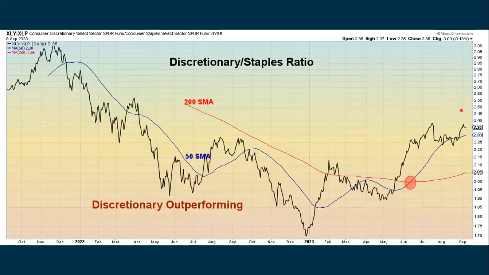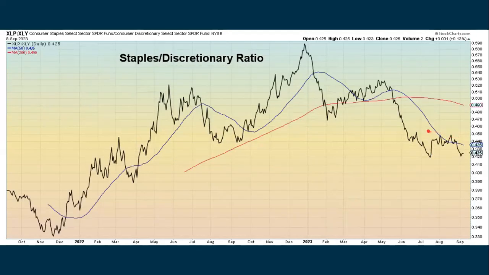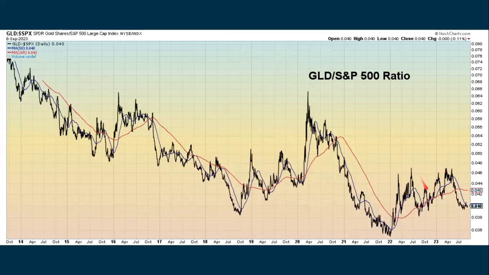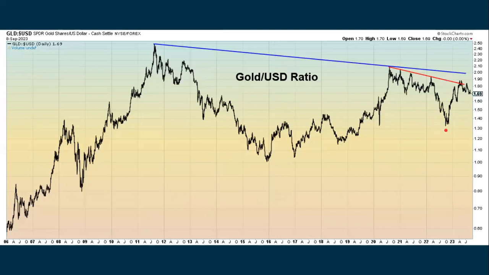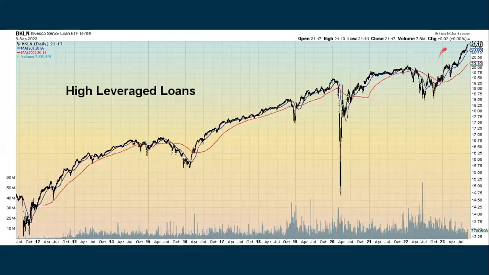Then we look at discretionary to staples, showing how in the early part of the summer, discretionary started to outperform staples. Here's an inverse showing how staples are underperforming discretionary. Gold, even though it's in a longer term uptrend, is underperforming the S&P, and gold is also underperforming the dollar index. High leverage loans, these are very risky, and they still continue to do well. As I say every week in this video, these are some pretty smart folks that invest in this. And if we were getting ready to really have trouble in the economy, this ratio would be going down. I'm sorry, this is not a ratio, this is an index. This index would be going down instead of going up.